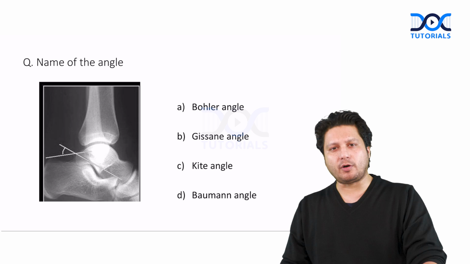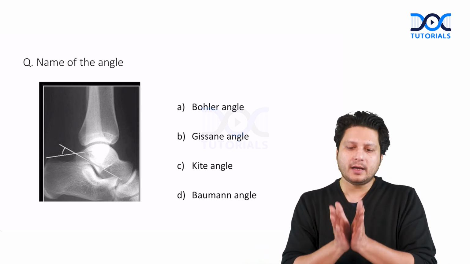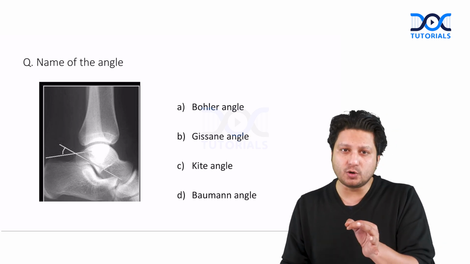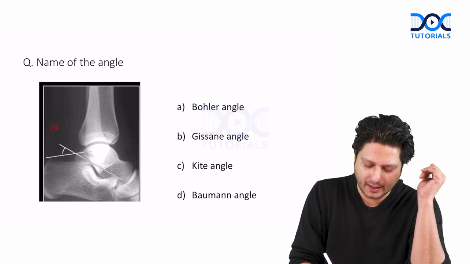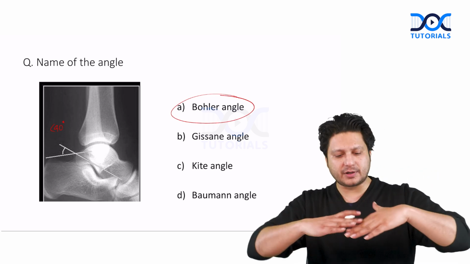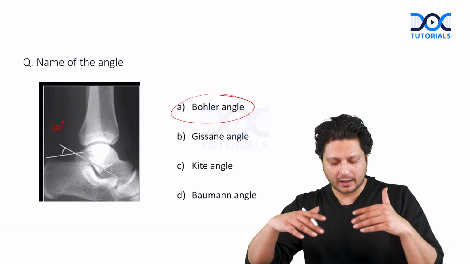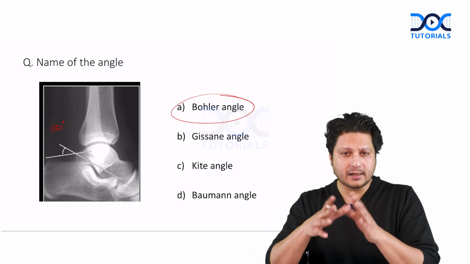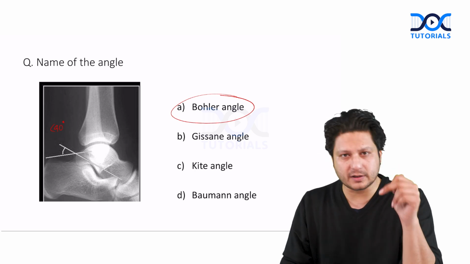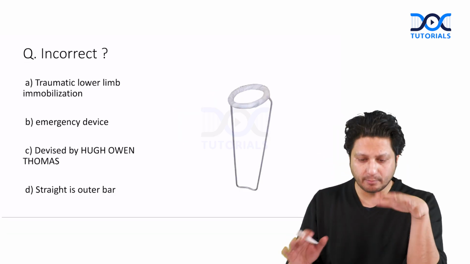Next, which of the following is the name of the angle? I told you that if the angle constructed around the calcaneum is acute, that means less than 90 degrees, then it is Bohler angle. So this is the answer for this question. And if the angle around the ankle or the calcaneum is more than 90 degrees, that means an obtuse angle, it will be the crucial angle of Gissane. So the answer for this question is Bohler's angle.